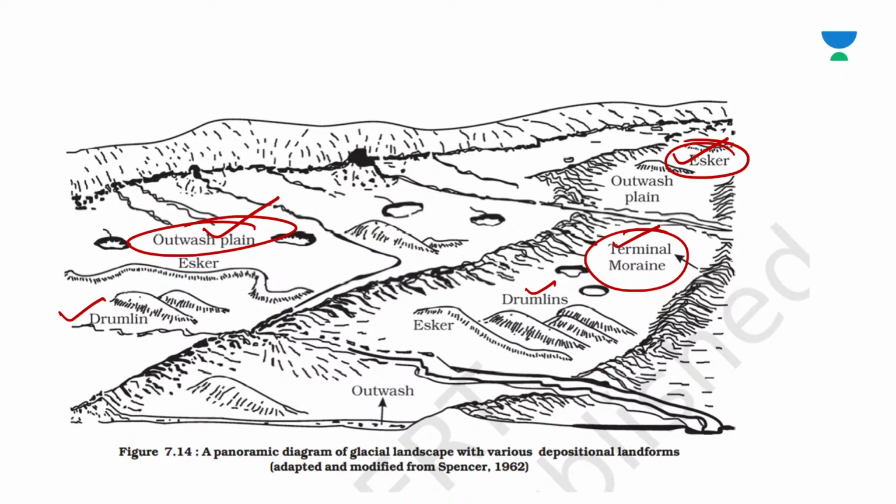Now, drumlins also we have discussed. So drumlins are smooth oval shaped ridges. Yes, oval shaped ridge like features composed mainly of glacial till with some masses of gravel and sand. The long axis of drumlins are parallel to the direction of ice movement.